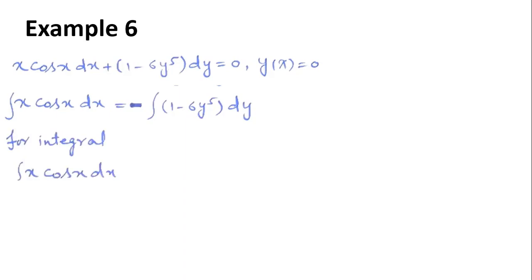Okay, so here the integration is not as straightforward as in our previous cases. Here we have the term x into cos of x. To integrate this, we need to use integration by parts. When we apply integration by parts, we will obtain this solution x sin x plus cos x.